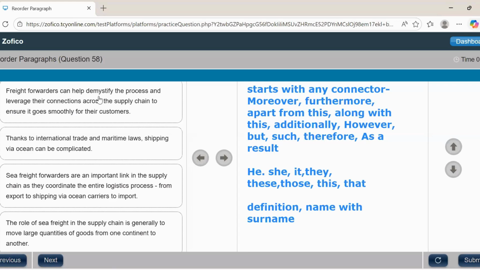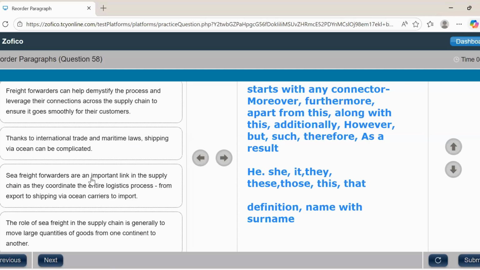Freight forwarders can help demystify the process. Now see, the process. The process means they have used the process, it means they are referring to some process. This means this cannot be the first one, because we don't know which process they are talking about. So this can't be the first one. Thanks to international trade and maritime laws, shipping via ocean can be complicated. Again, this doesn't seem the first one, because the information is incomplete.